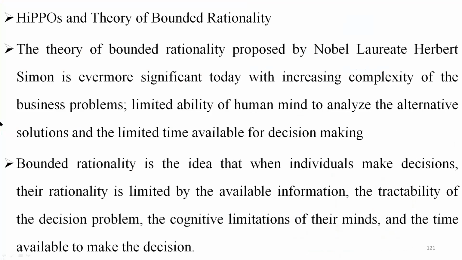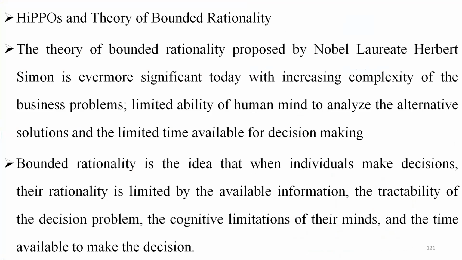Normally there is a concept called theory of bounded rationality. This concept was coined by Simon, a Nobel laureate. Normally human minds have limited capability. If you have only two alternatives and you have 10 or 20 minutes, you can take a decision. If you have 100 alternatives and within 10 minutes you have to take a decision, it's very difficult for a human being to process the data and take the decision.